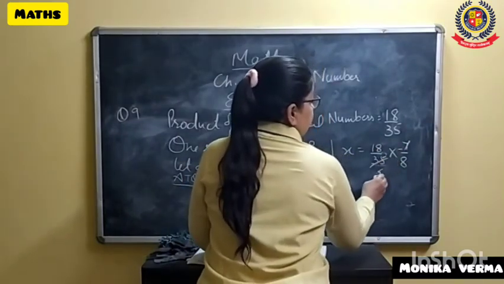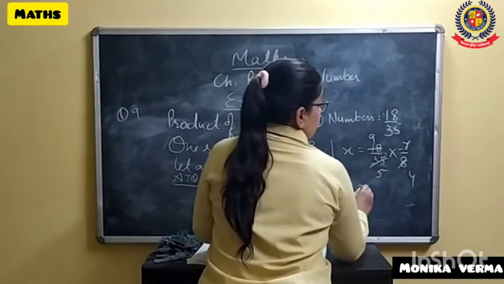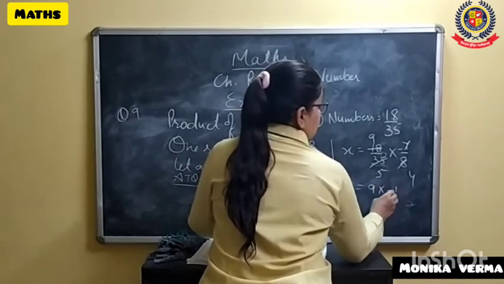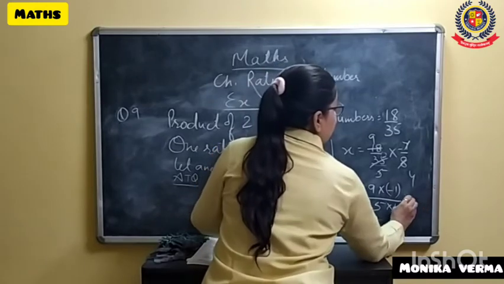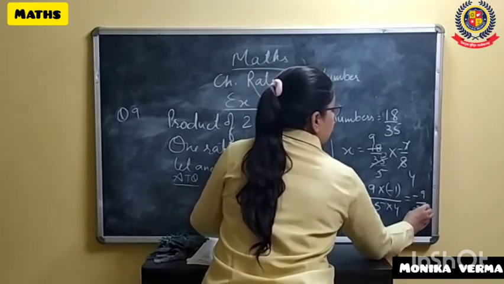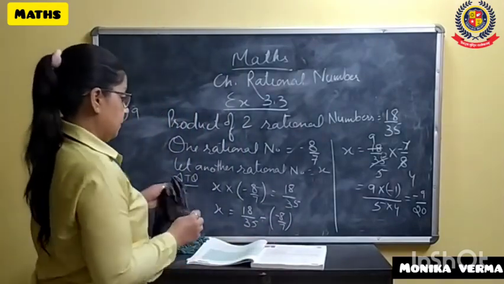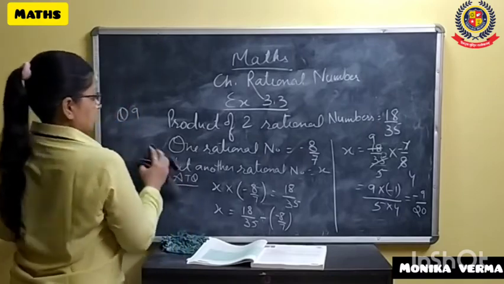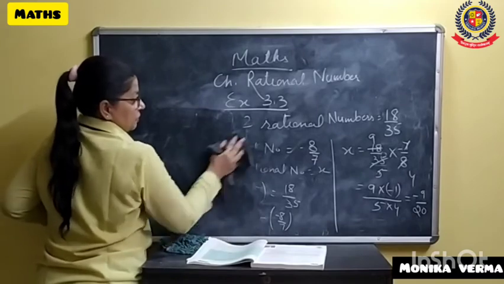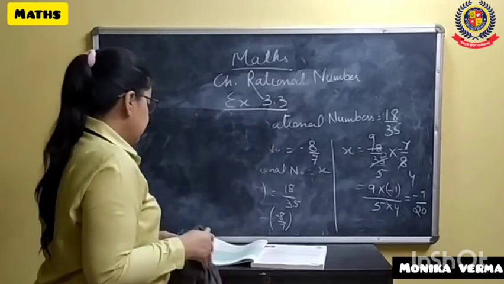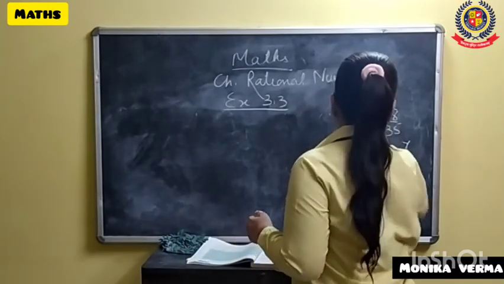7 ones are 7, 7 fives are 35. 2 fours are 8, 2 nines are 18. So we got 9 into minus 1 upon 5 into 4. So now we got minus 9 by 20. This is the answer. Okay. Last question of the chapter. We are having last question of the chapter and it says, no, we are having two questions. Still we are having two questions. Not the last one, we are still having two questions.